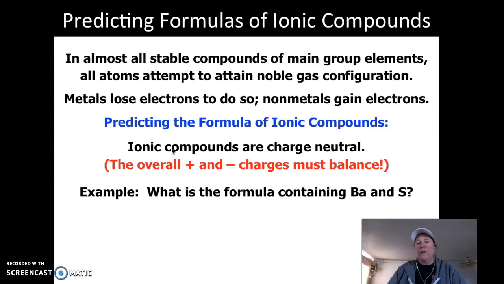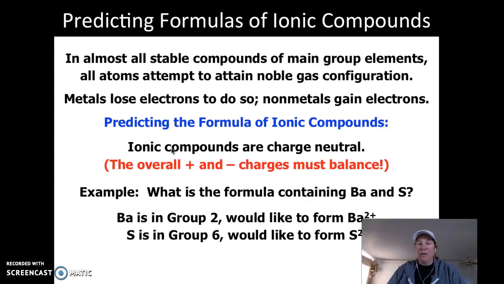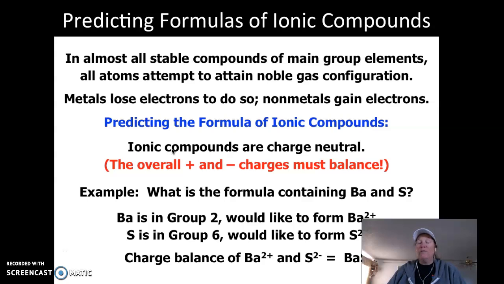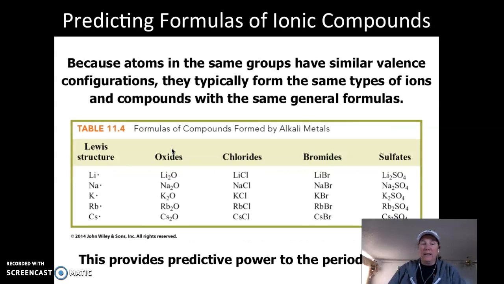Okay. Here's barium and sulfur. Barium's +2, sulfur's -2. So it's going to be BaS. I'm going to need 1 barium and 1 sulfur. Okay? +2, -2. The barium's going to give 2 to sulfur. Barium's going to become +2, sulfur's going to become -2. And that charge table that I gave you, those are the charges that they'll form when they form an ionic compound.